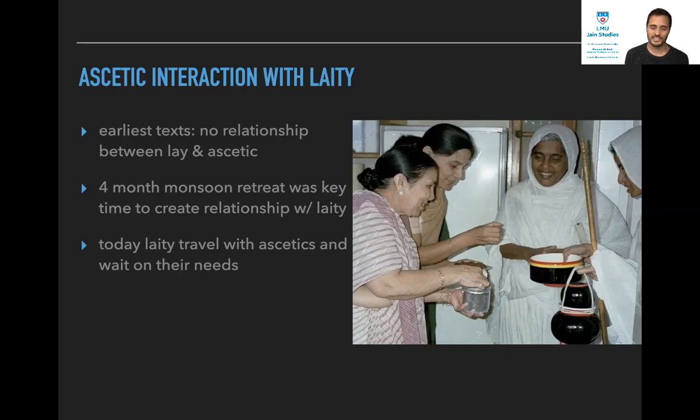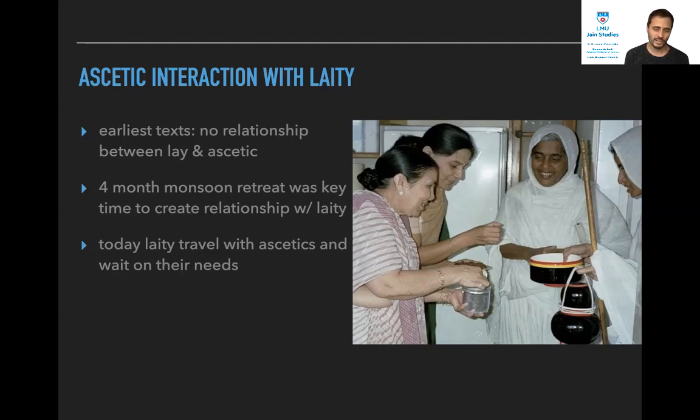But in exchange, they would give teachings to the lay people, they would study, and they would take the time to reinforce their Jain learning, right, and share it with the lay people as well. So there was an exchange here, and it begins with this four-month monsoon retreat, and then eventually develops into really a full-time thing where, as you see in the third bullet point, the laity will even travel with ascetics and wait on their needs no matter where they go. So if the ascetics travel, lay people will go with them.